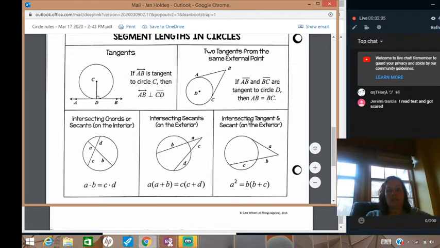But this is what we did on Friday. We were talking about the whole times the external equals the whole times the external. This is that hat theorem. Remember that a tangent and a radius are perpendicular to each other.